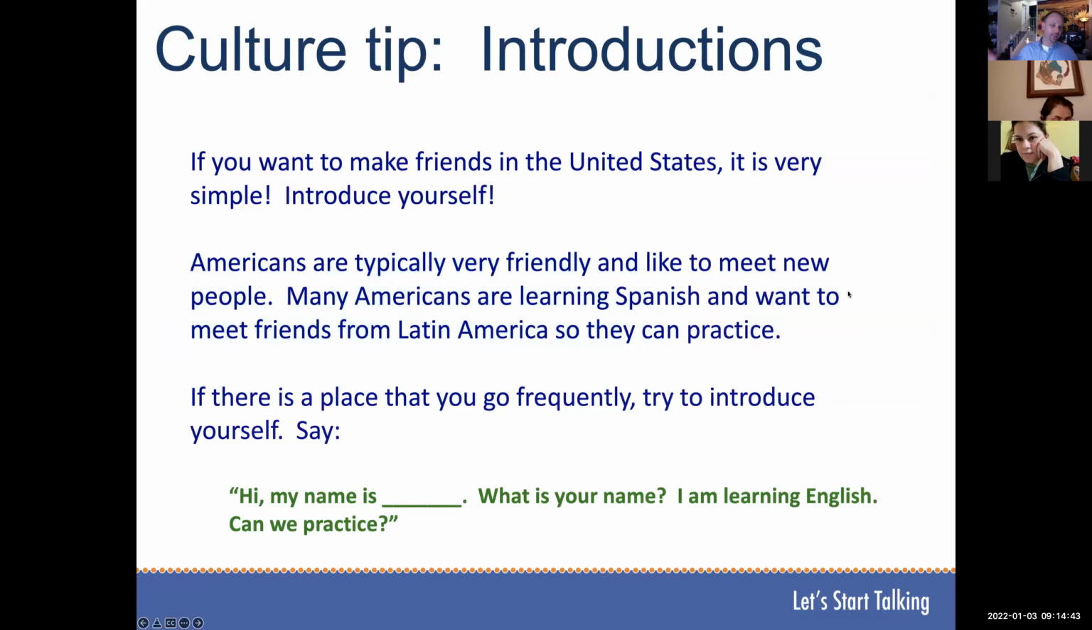Okay. Finally, if you want to make friends in the United States, it's very simple. Introduce yourself. Americans are typically very friendly and like to meet new people. Many Americans are learning Spanish and want to meet friends from Latin America so they can practice. If there's a place that you go frequently, try to introduce yourself. Say, "Hi, my name is David. What is your name? I'm learning English. Can we practice?" So try it.